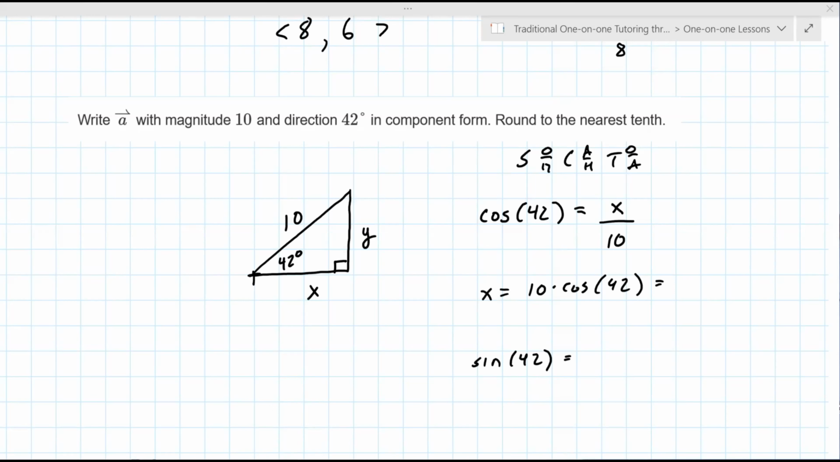So for the cosine of 42 there, I get 7.4. Okay. Now for sine of 42, SOHCAHTOA, it's O over H. So what does O mean in this context? Opposite. So what is opposite to the 42? That'd be y. And what is the H? The H is the hypotenuse, 10. So y equals 10 sine 42.